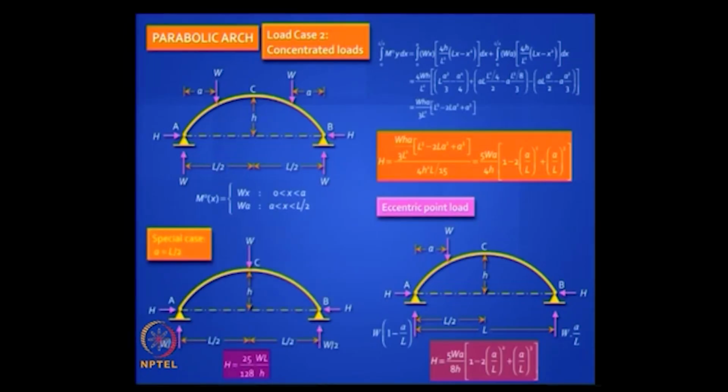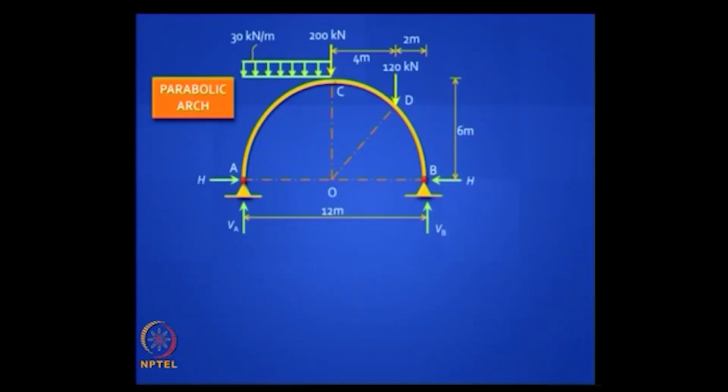And this is worth remembering. This is a standard formula for a single concentrated load on a symmetric arch acting at the crown. All of these are special cases of the eccentric case. So it is 25 by 128 into WL by H. Now let us put together all that we have learned and apply it to this problem.